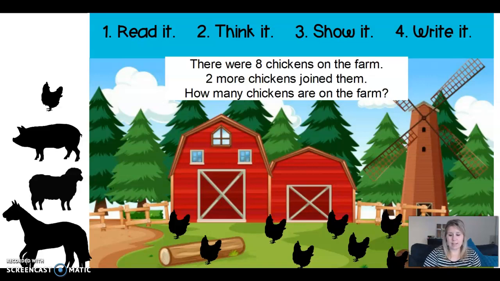So step 2, let's think about it. Did we get more chickens or did we take some chickens away? Let's look again. 2 more chickens joined them. So we need to add more chickens. Step 3, let's show it.